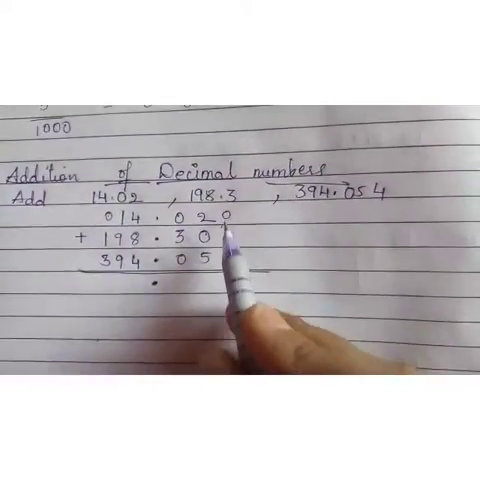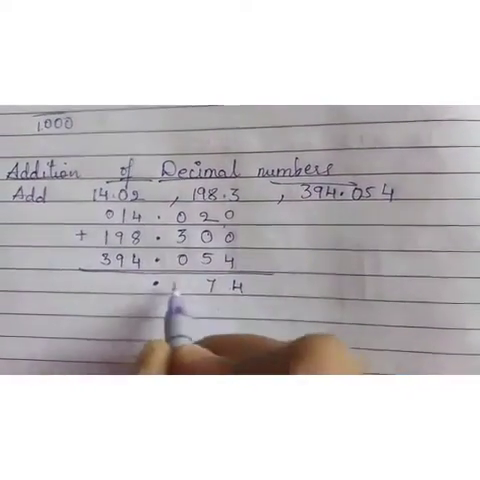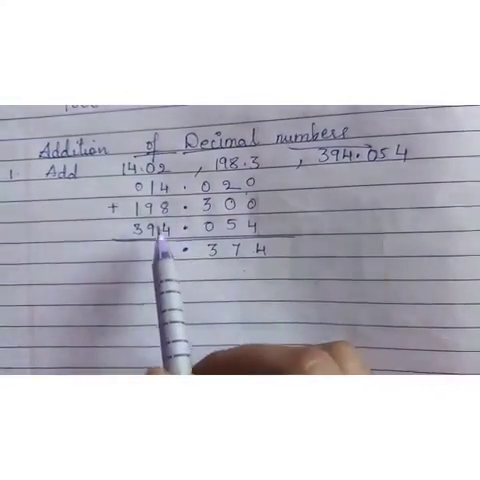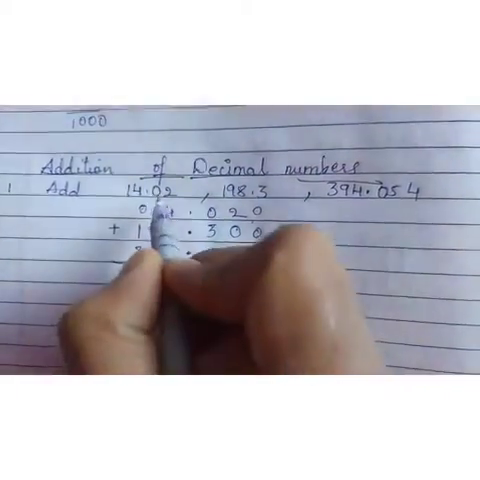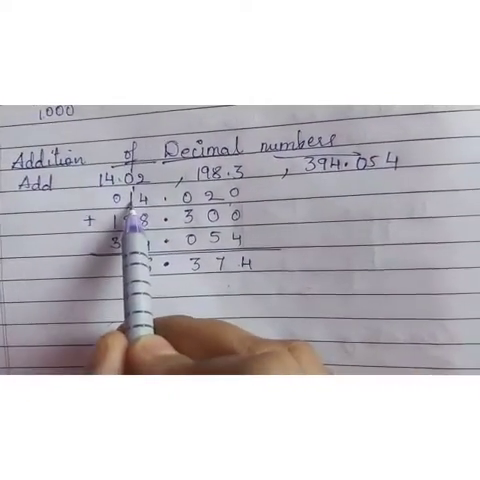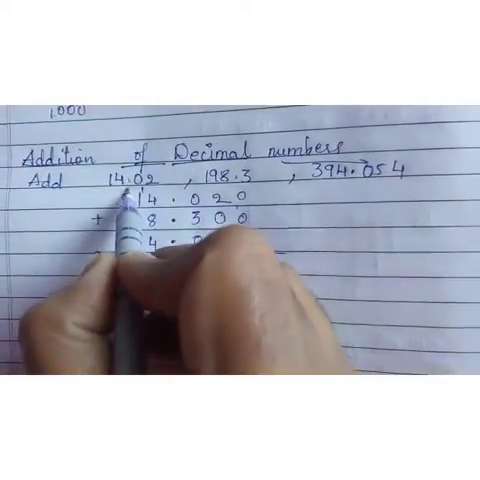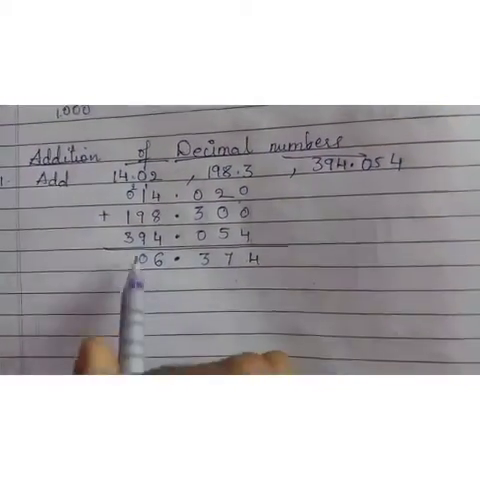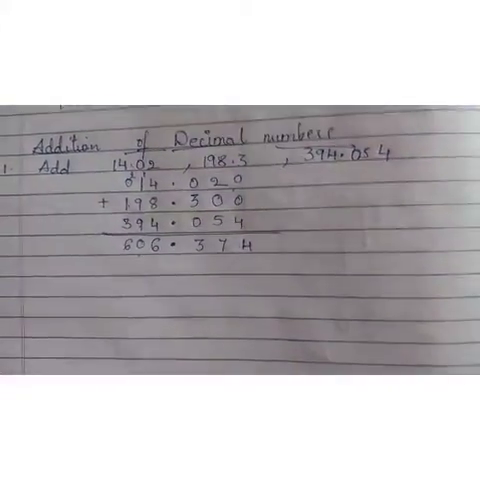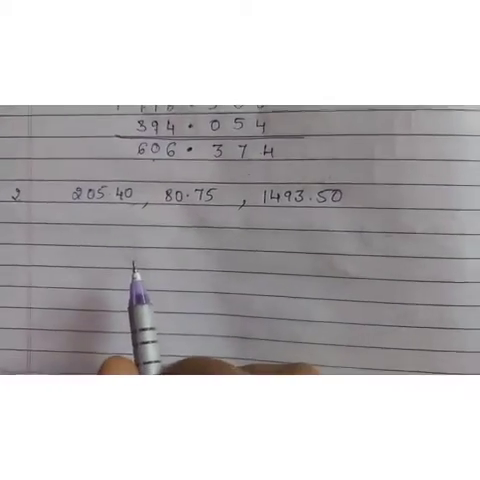Now start adding. 0 plus 0 plus 4 is 4. 2 plus 5 is 7, and this 3 as it is. 4 plus 8 we have 12. 12 plus 4 we have 16. So give 1 carry and 6 as it is. Next 1 plus 1 is 2. 2 plus 9 is 11. 11 plus 9 is 20. So 2 carry and give 0. Next 2 plus 1 is 3. 3 plus 3 is 6. We got the answer.